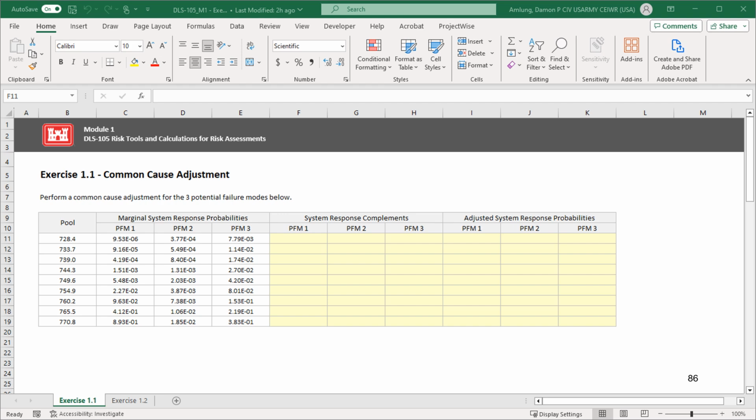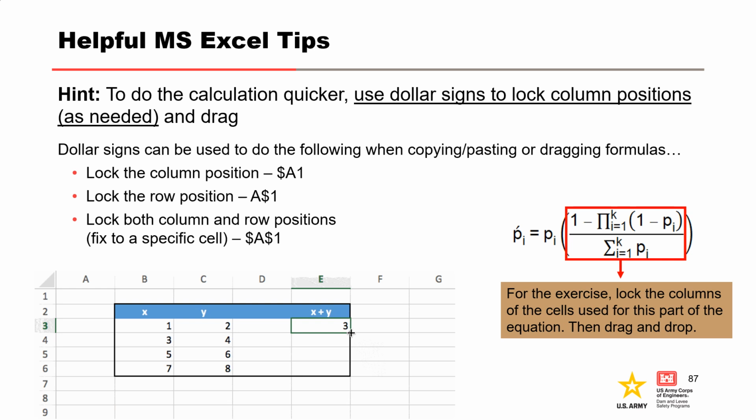Before you start, I have a quick Microsoft Excel tip that may help you do the calculations a little more quickly. If you use $ signs to lock column positions, row positions, or both, you can then drag the formulas without those cell references changing. If you do not lock any of the cells, all cells will move over and down with how far you drag the formula.